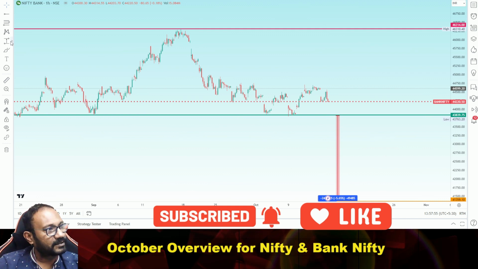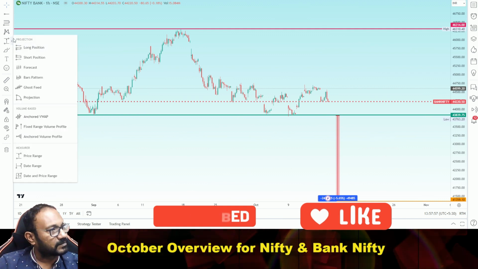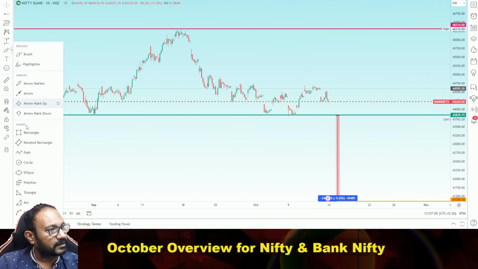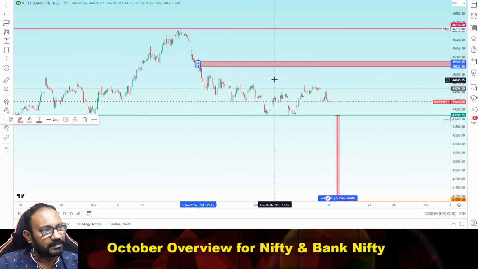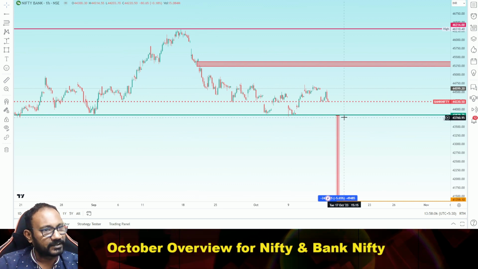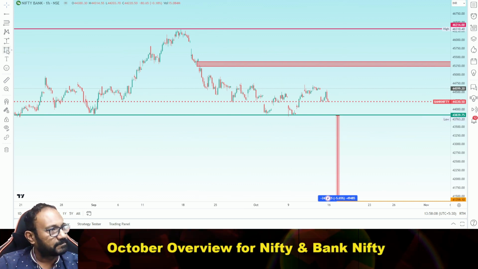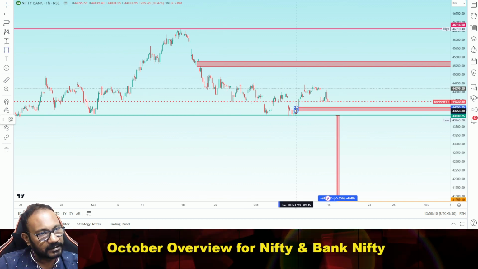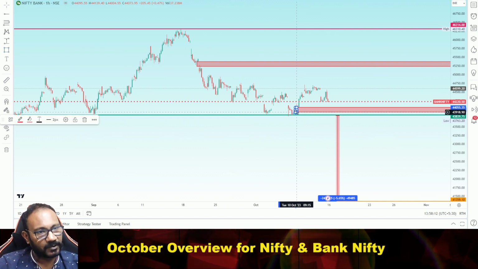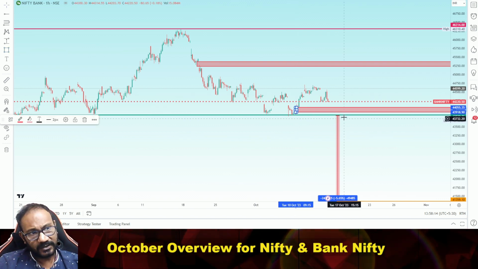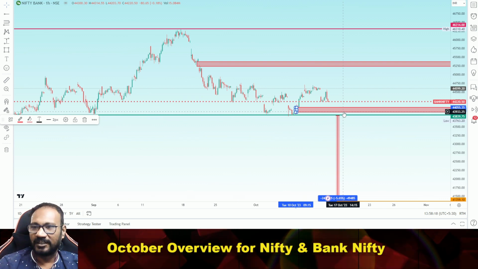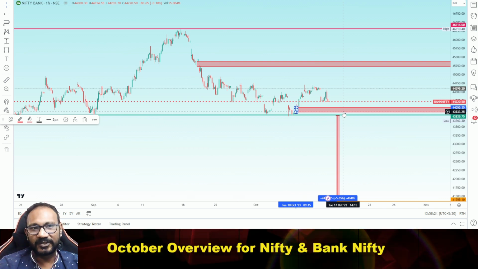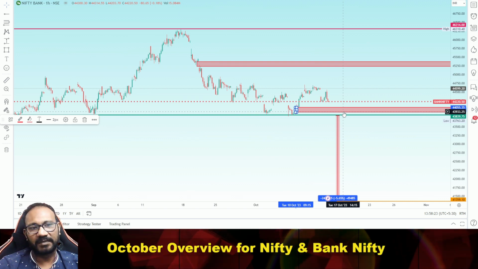When I say gaps, let's draw it and show. So there is this gap that was never filled, right? There is a gap that was never filled, and there is this gap that's not filled. All right, these are going to be some of the attractive places for the market to go and attempt, right?